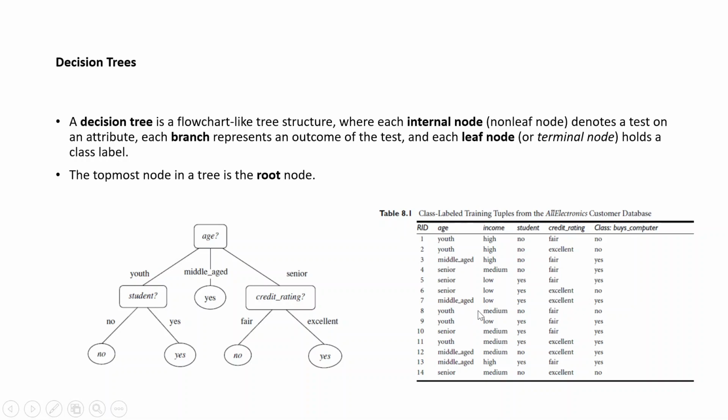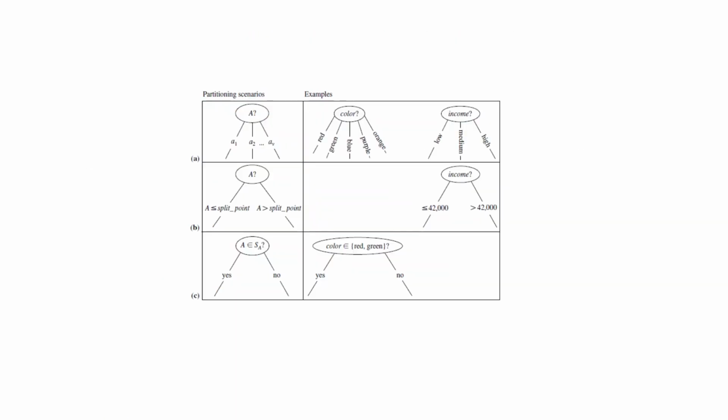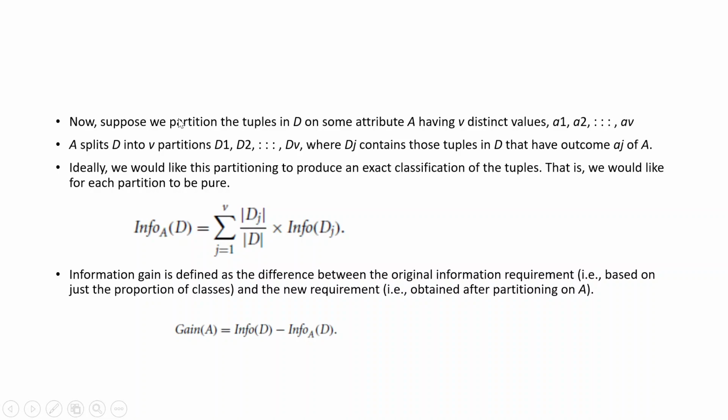For this particular problem, what will be the most appropriate attribute? For that, we have to try out all the attributes first. Suppose we partition tuples in D on some attribute A, having V distinct values A1, A2, and so on up to AV. A splits D into V partitions, D1, D2, up to DV. We would like this partitioning to produce an exact classification. So for each of these attributes, first we take an attribute A, that might be age. Next, we might take, what was the other attribute here?